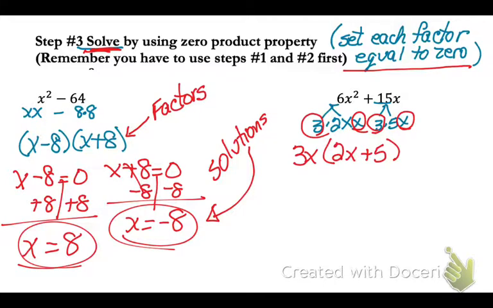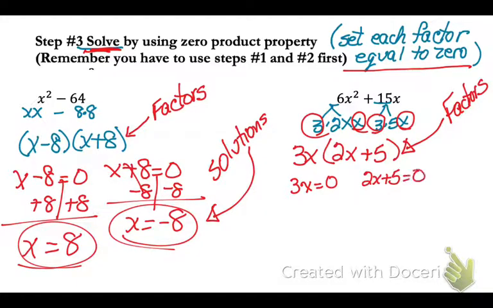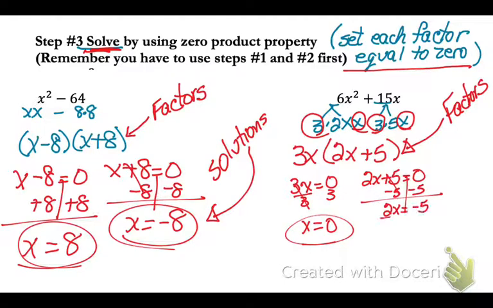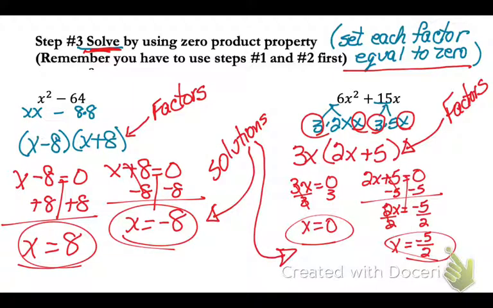Well, I'm looking at 2x plus 5. It does not look like a difference of squares because there's no subtraction there. So if they said to factor, this is what I would enter. These are my factors. If it said to solve, I'm going to take each one of these factors, 3x, set it equal to 0, and 2x plus 5, and set it equal to 0, and I'm going to solve those. And I get x equals 0, and x equals negative 5 halves. Those are my solutions.